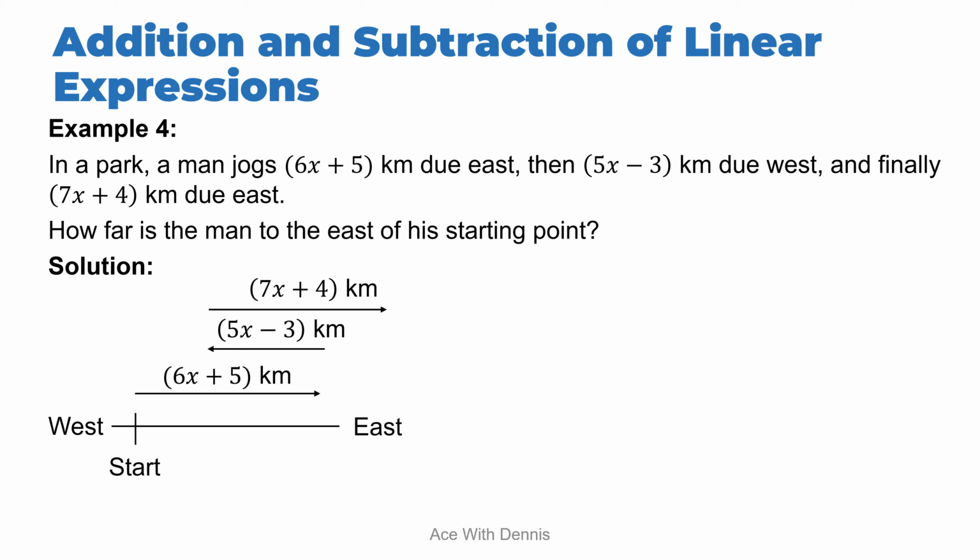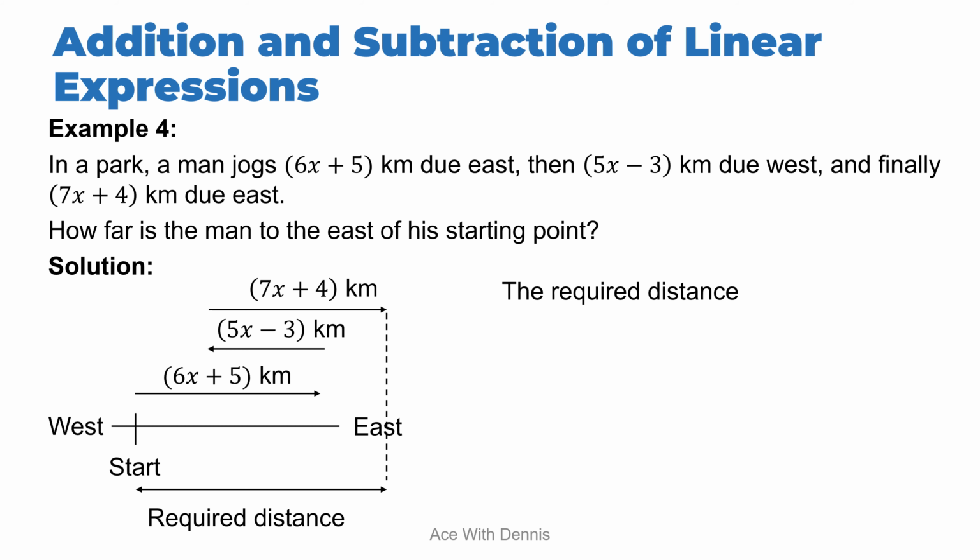Now, the distance for the man from the starting point to this ending point will be this distance. So this is the required distance. So the required distance will be 6x plus 5 minus 5x minus 3, because this distance is the opposite direction, and then plus 7x plus 4 km, because this is the same direction as the first one, right?